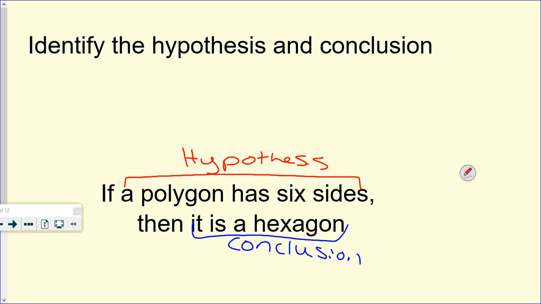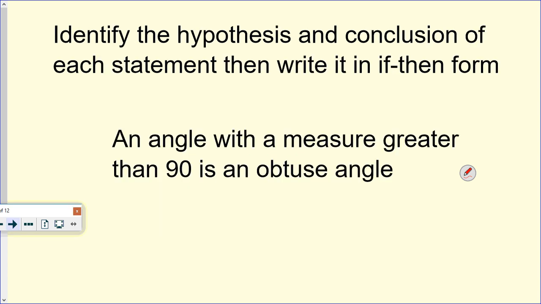Questions on that one at all? All right. This time we actually need to write it in our conditional statement, the if-then form, because there's no if-then in that statement. An angle with a measure greater than 90 degrees is an obtuse angle. First we're going to figure out which part is our hypothesis and which part is our conclusion. Then we're going to write it in that if-then form.